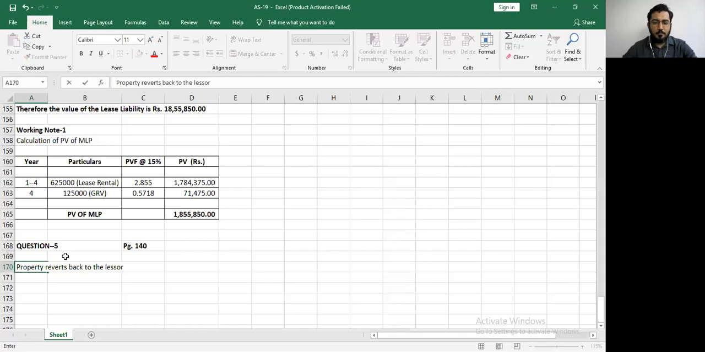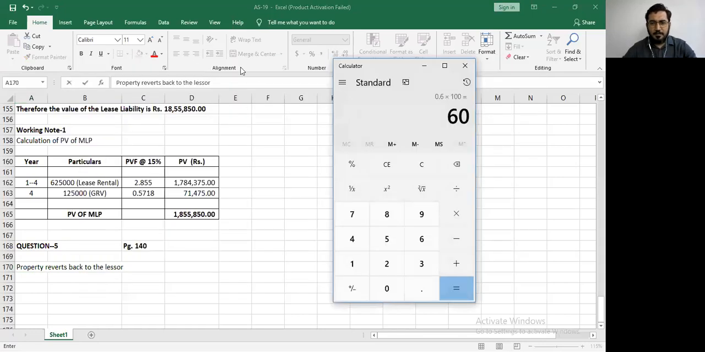Tell me on the chat box, if the property reverts back to the lessor, is it finance? Is it a finance lease? Yes or no? If the property reverts back to the lessor at the end of the lease term, is it a finance lease? That is my question to you. Of course not. This is not a finance lease. Okay, great. Let's proceed then.